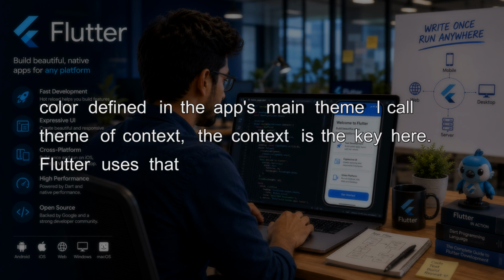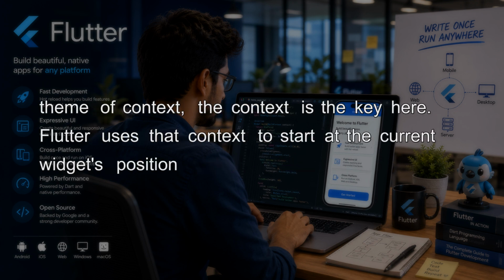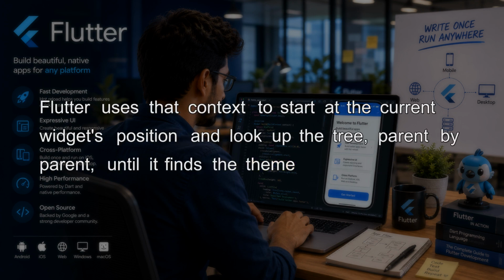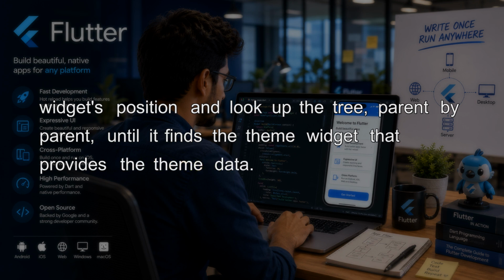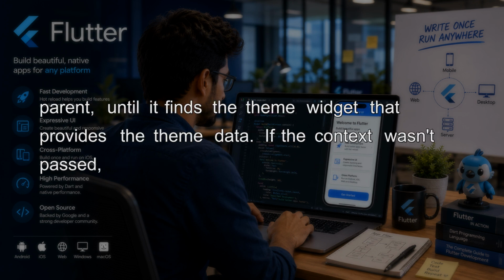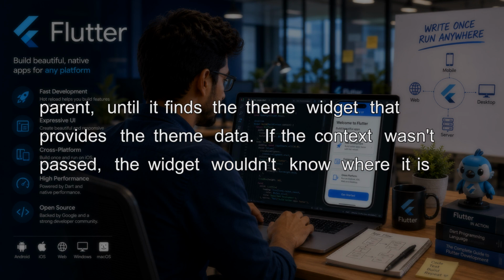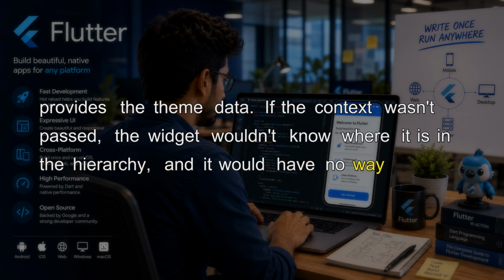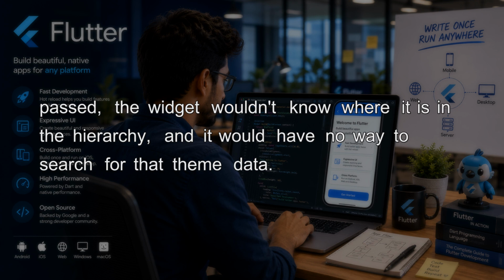Flutter uses that context to start at the current widget's position and look up the tree, parent by parent, until it finds the theme widget that provides the theme data. If the context wasn't passed, the widget wouldn't know where it is in the hierarchy, and it would have no way to search for that theme data.